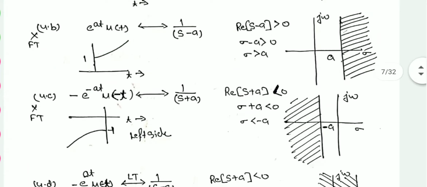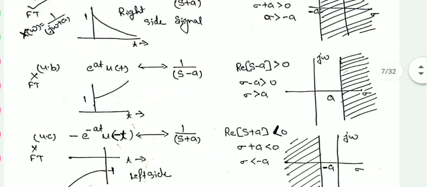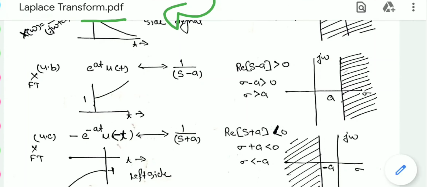For the next type, when we apply a left-sided signal, e to the power minus at u(minus t), and when we transform it, as we know, in the first case e to the power minus at becomes 1 upon s plus a. The same case is there, the only difference is that t is replaced with minus t and the magnitude is also reversed. But as we discussed in the previous discussion, the Laplace transform of both the cases is the same.